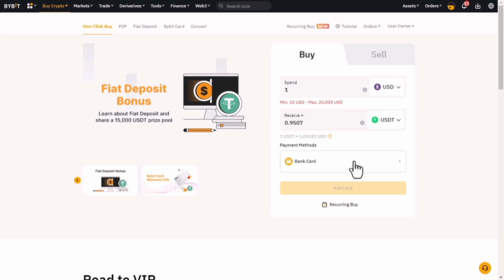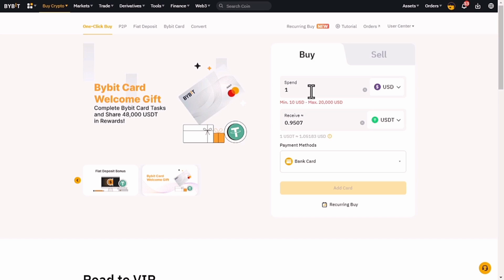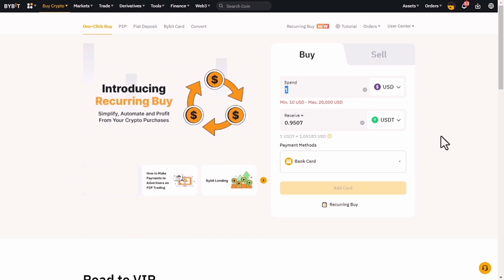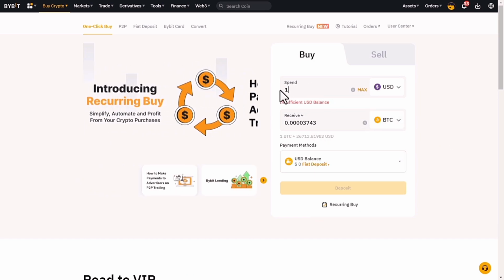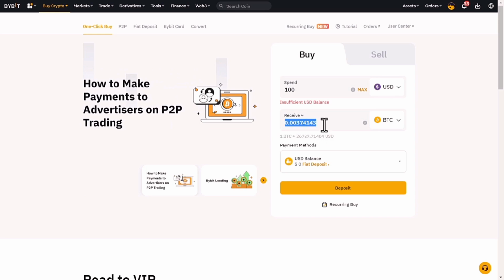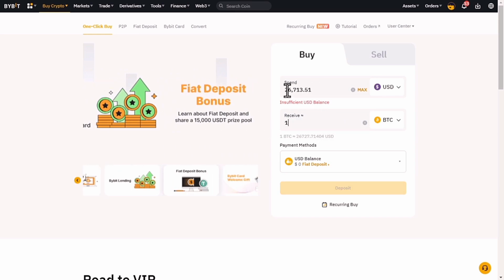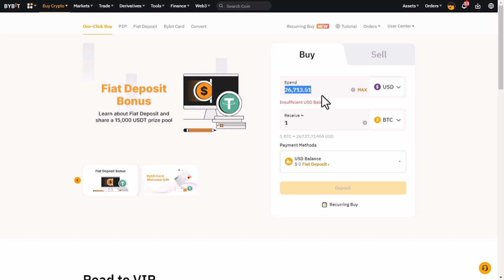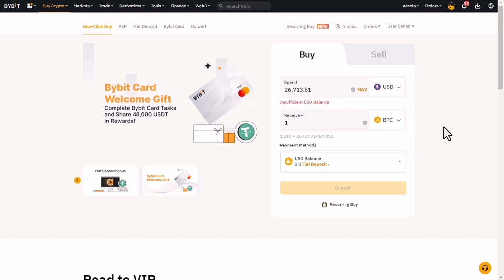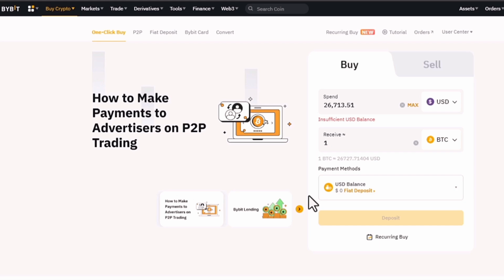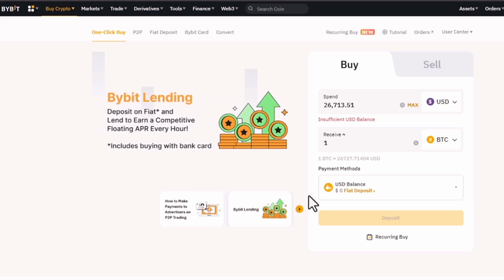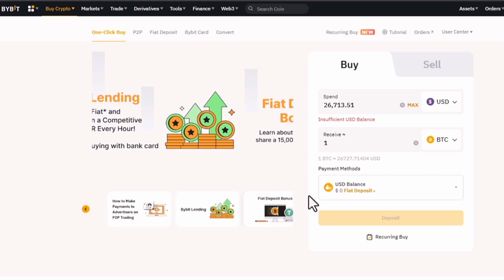For example, let's say Bitcoin. If I want to spend 100 USD, it's going to be this fraction of one Bitcoin. So if I want to buy one Bitcoin, it's going to be 26 some thousand dollars. It's like this amount. So you know what I'm talking about now. Now, the next step: you know how to deposit your fiat currency, you know how to buy a crypto directly, but let's say you already have crypto and you want to transfer it here.